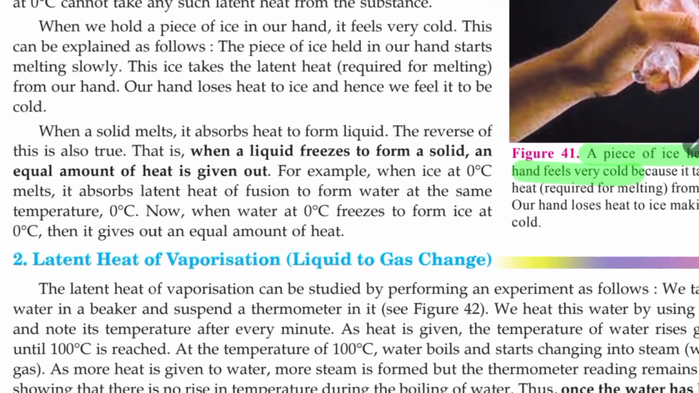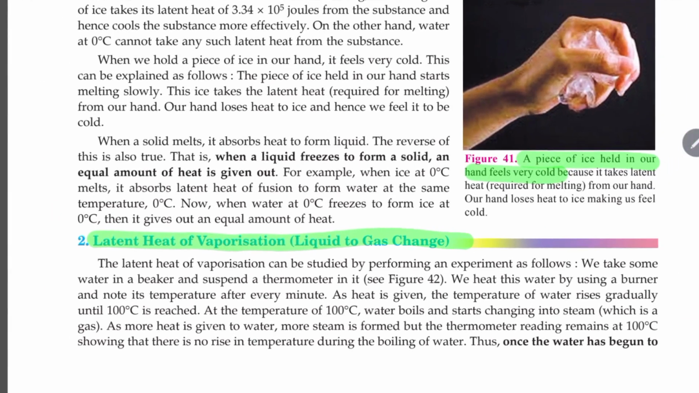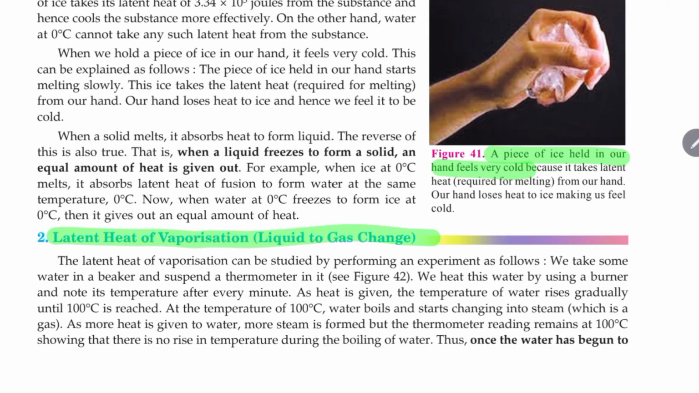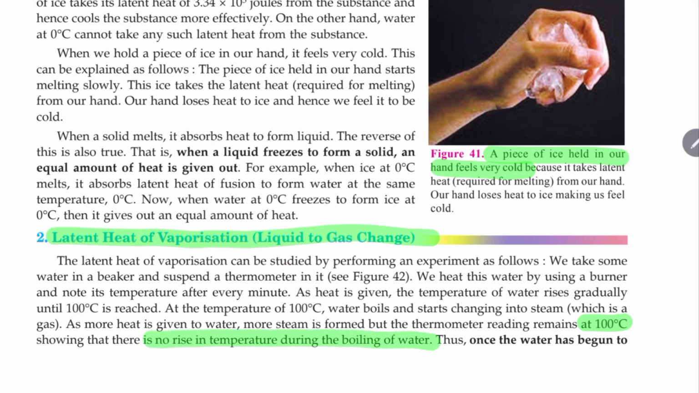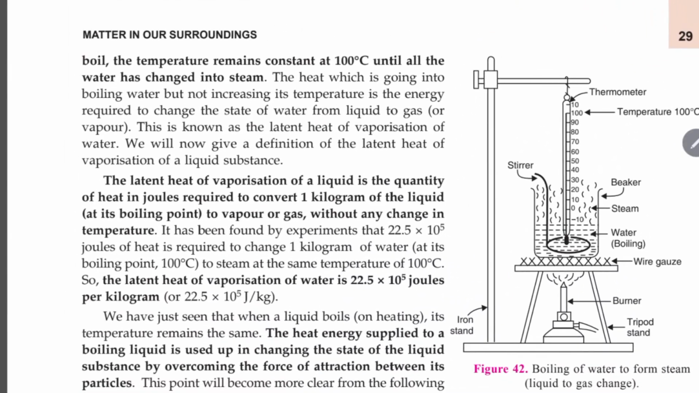Okay, so now let us see the latent heat of vaporization. Latent heat of vaporization is the amount of heat required to change the liquid to the gaseous form. The temperature at which liquid water changes to steam is 100 degrees Celsius, showing no rise during the boiling of the water. Thus, once the boiling of water begins, the entire water boils at this constant temperature, which is 100 degrees Celsius, till all the water has got changed to steam.